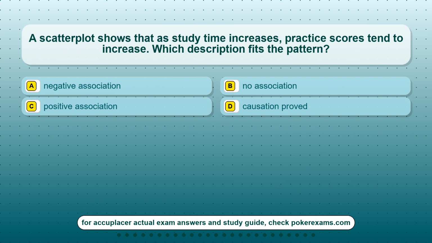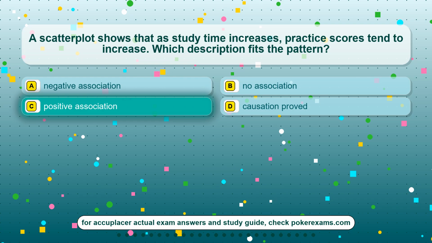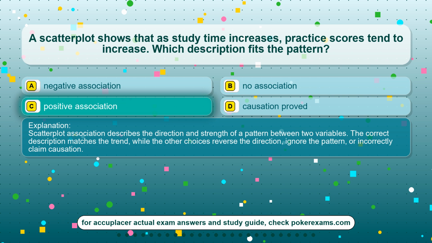Question 14. A scatterplot shows that as study time increases, practice scores tend to increase. Which description fits the pattern? Option A. Negative association. Option B. No association. Option C. Positive association. Option D. Causation proved. The correct answer is option C. Positive association. Scatterplot association describes the direction and strength of a pattern between two variables. The correct description matches the trend, while the other choices reverse the direction, ignore the pattern, or incorrectly claim causation.